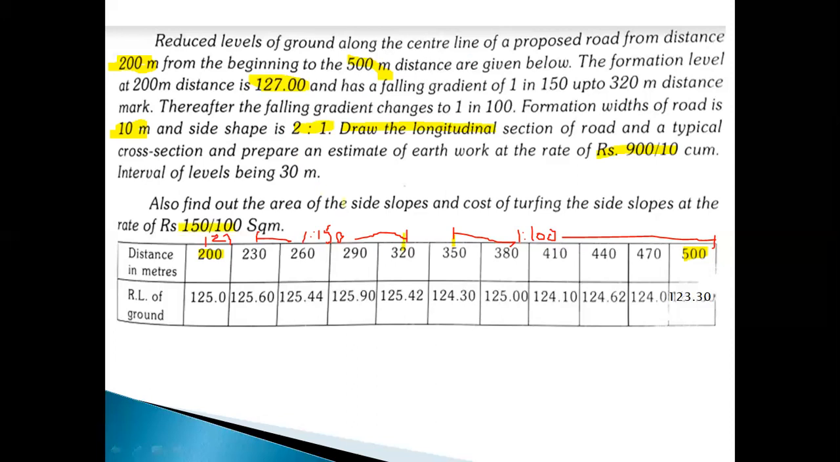So side slopes, 150 per 100 square meters. Okay, clear? We go to the solution.